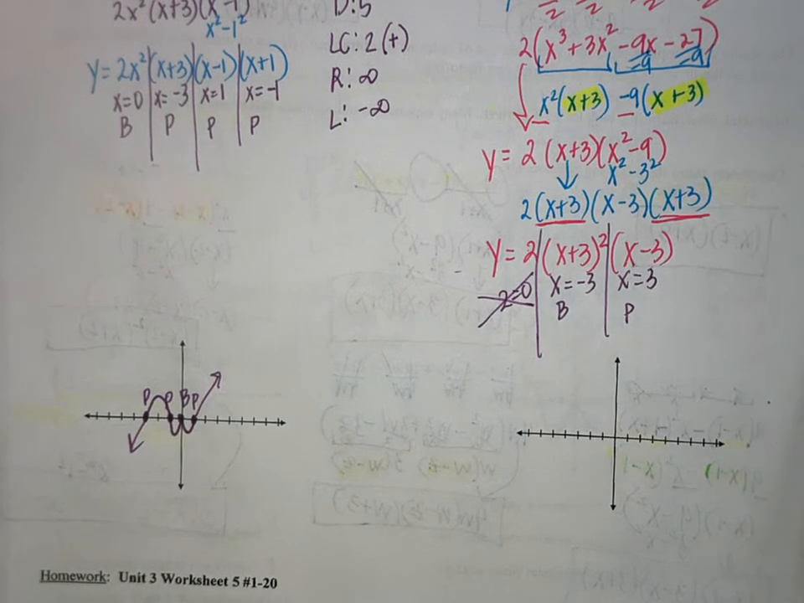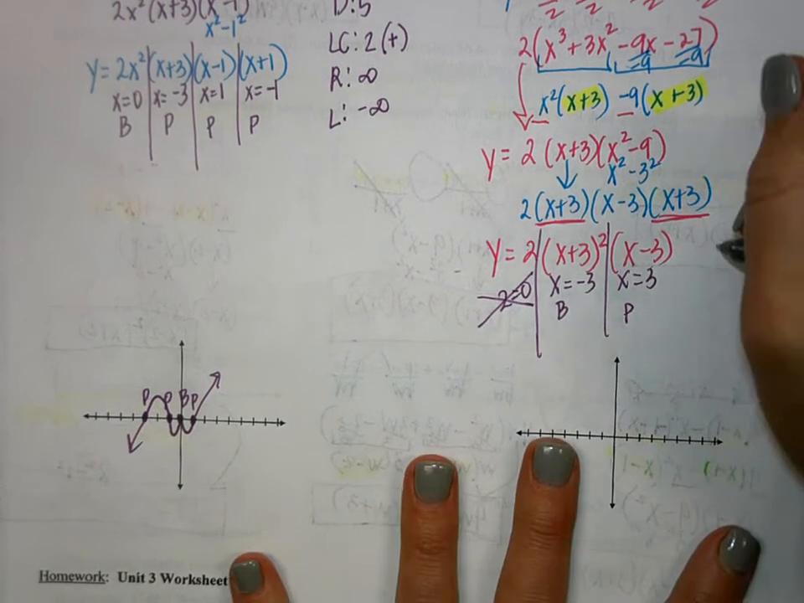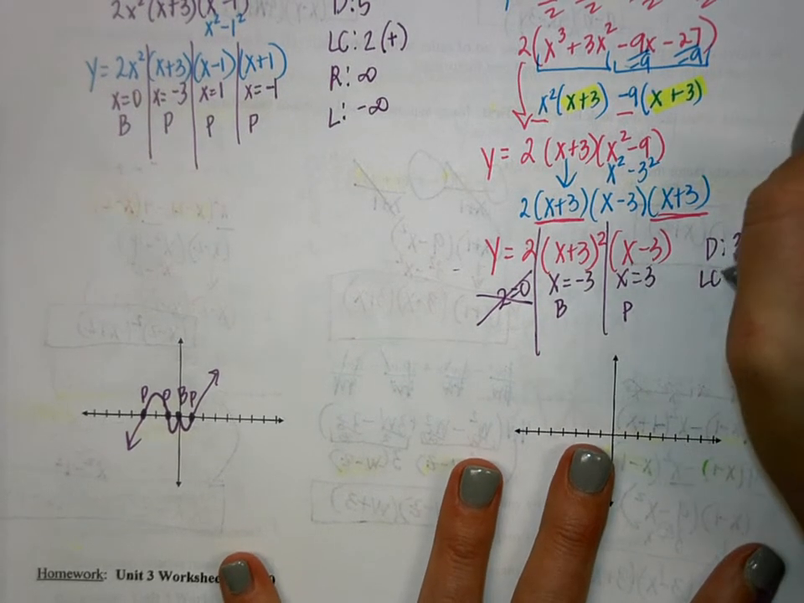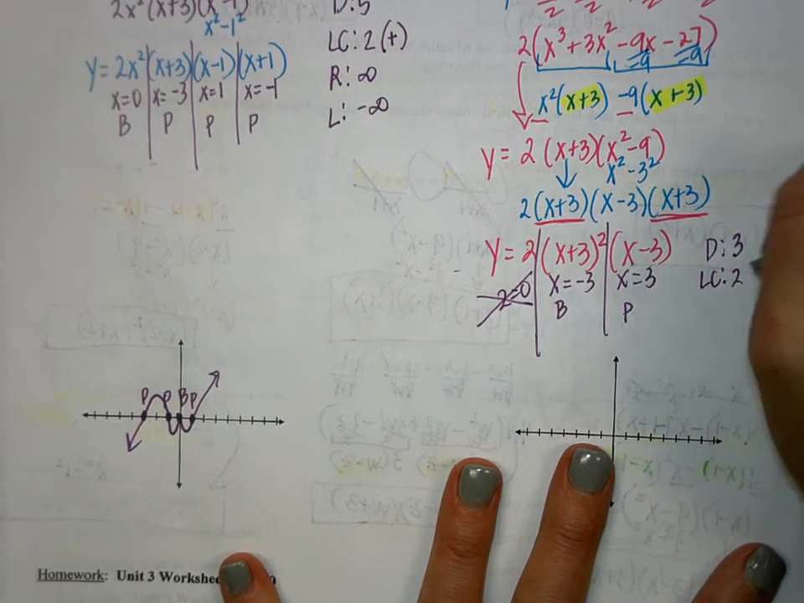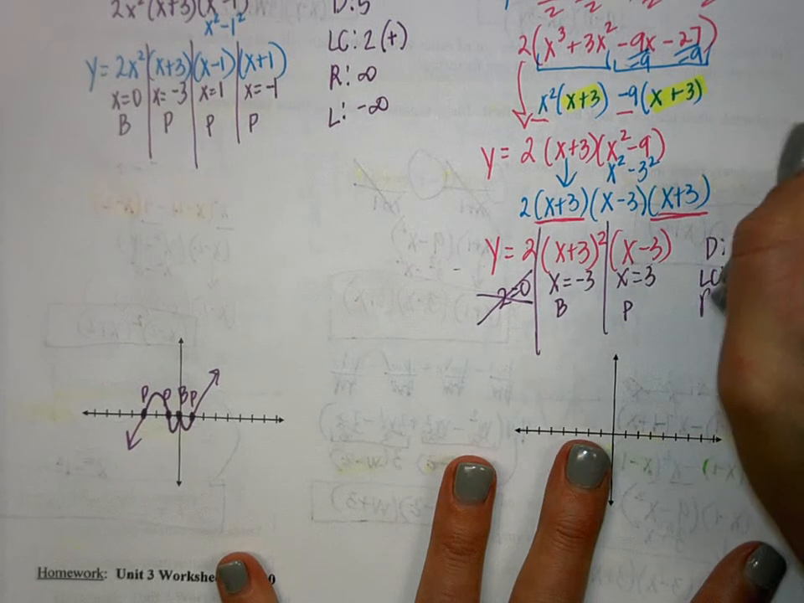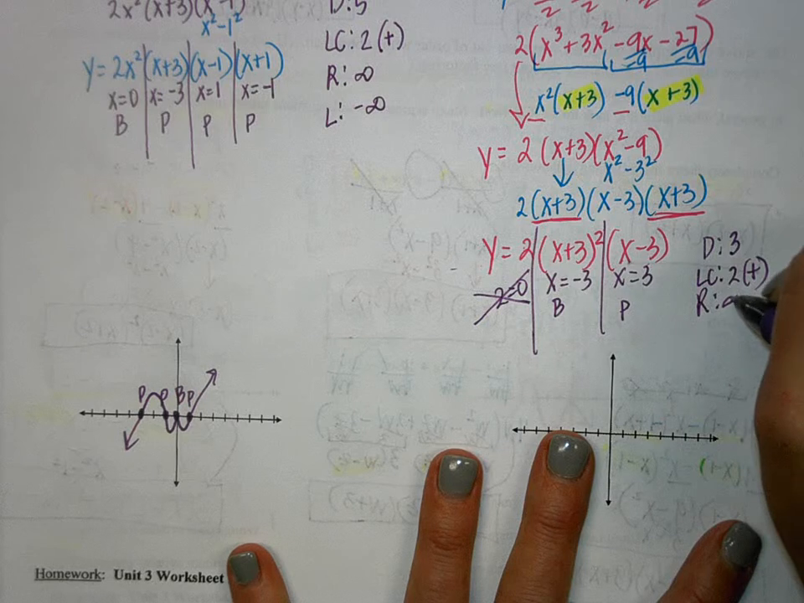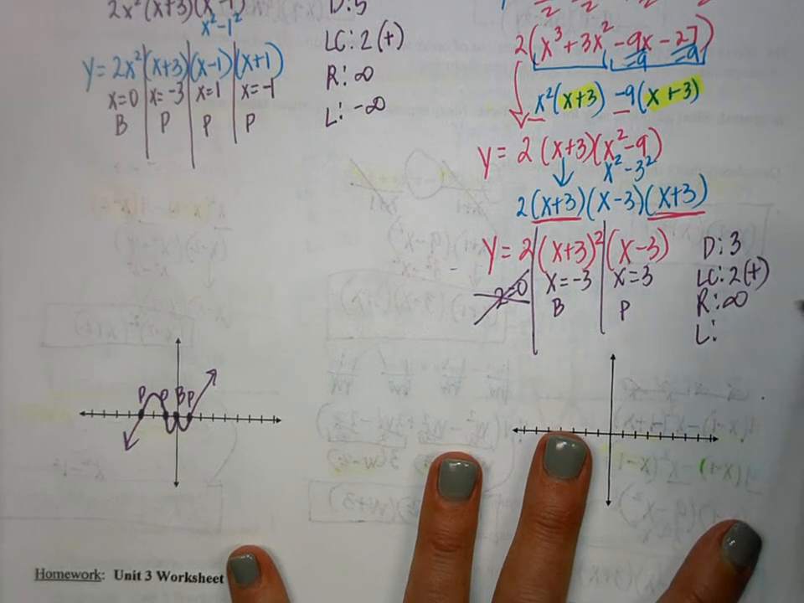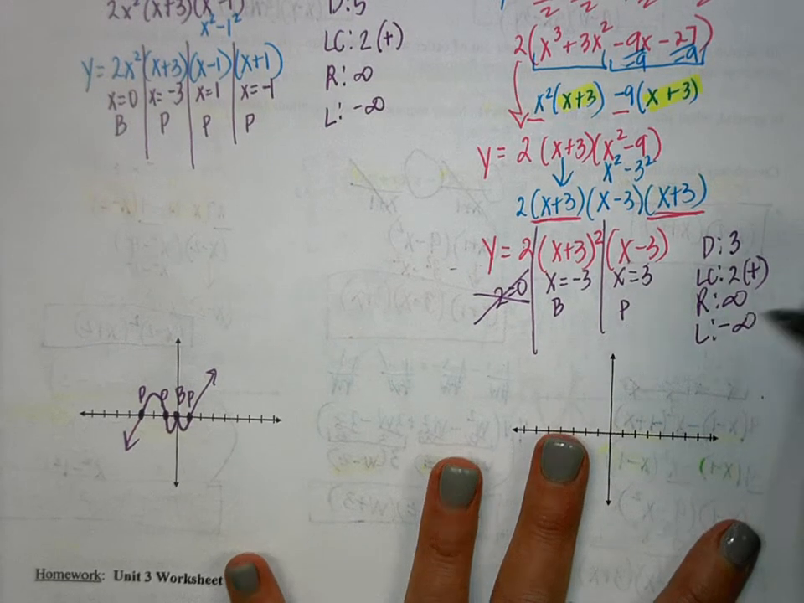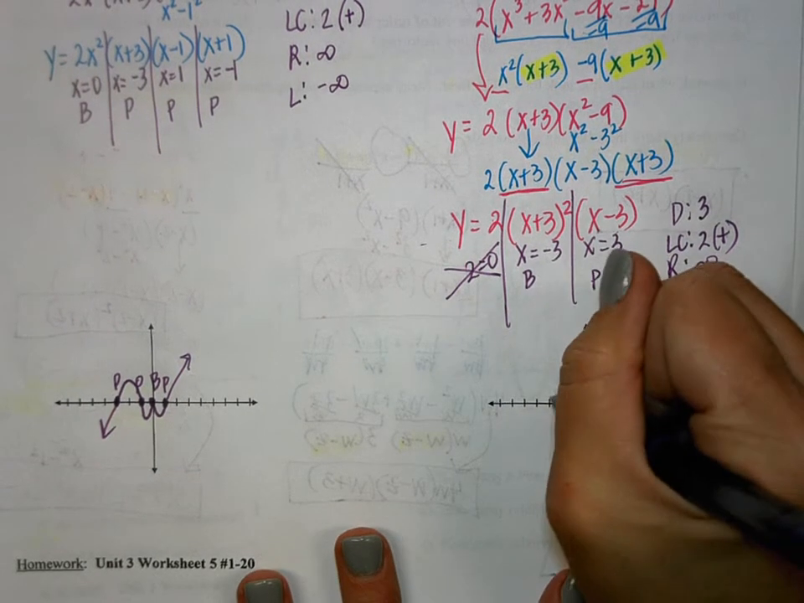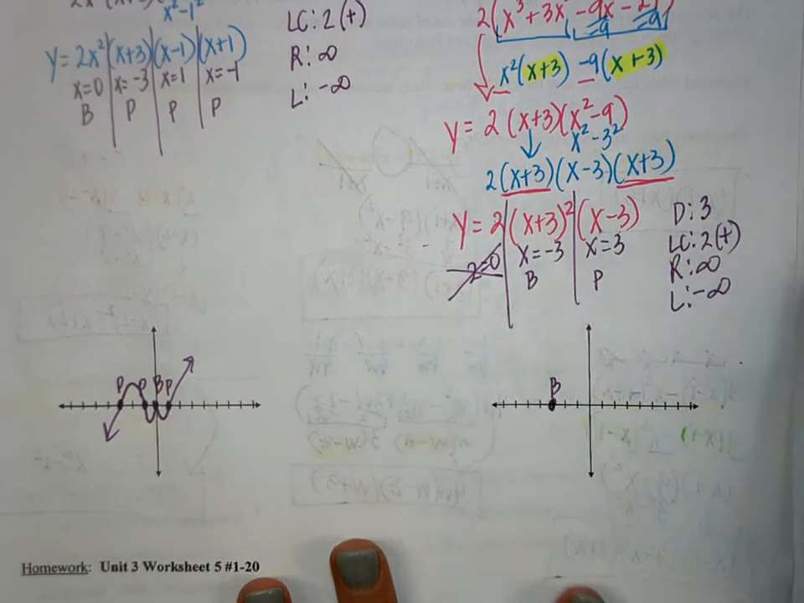What is the degree for this problem? 3. What is my leading coefficient? 2, or just positive. Okay, because the leading coefficient is positive, my right end behavior goes to positive infinity. My left end behavior will be negative infinity because it's an odd degree. We go and mark these. There is a point at -3 that bounces. There is a point at 3 that passes through.